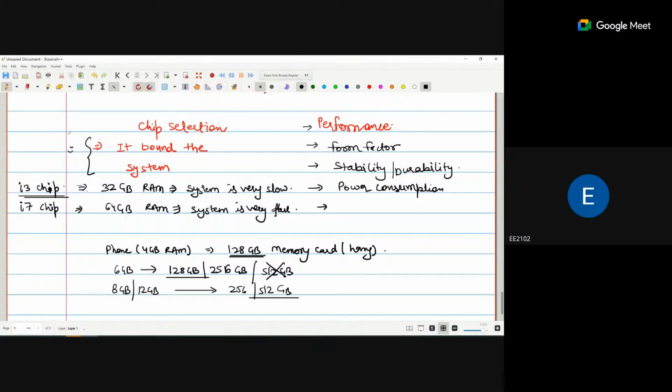Fourth, form factor. Mainly for some form factors we already defined. Price. That is also very important.